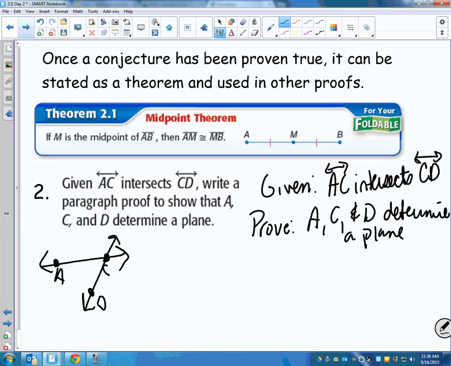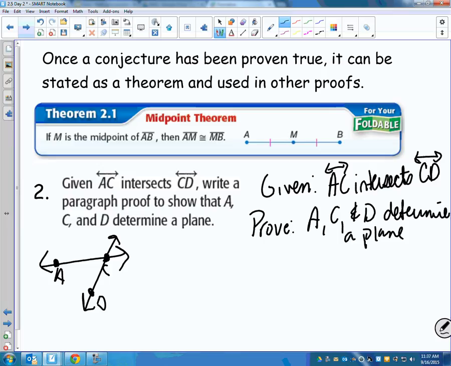Do we have a postulate about intersecting lines? Wait, I don't remember this. The other thing that's hard about proofs is you have to remember all the things you're supposed to remember, right? About 2 lines intersecting: 2.6. If 2 lines intersect, their intersection is exactly 1 point. I think that's kind of important.